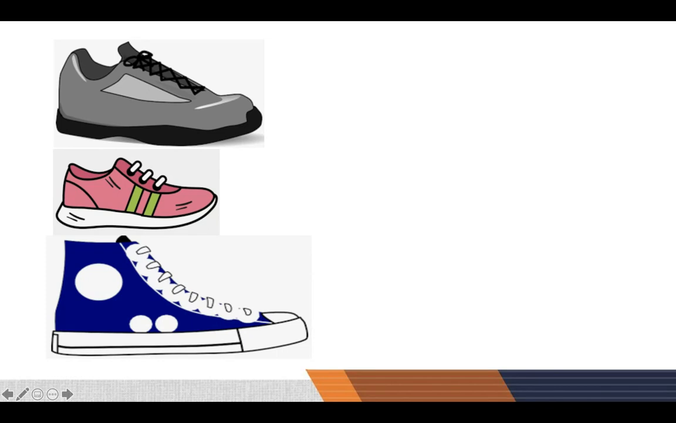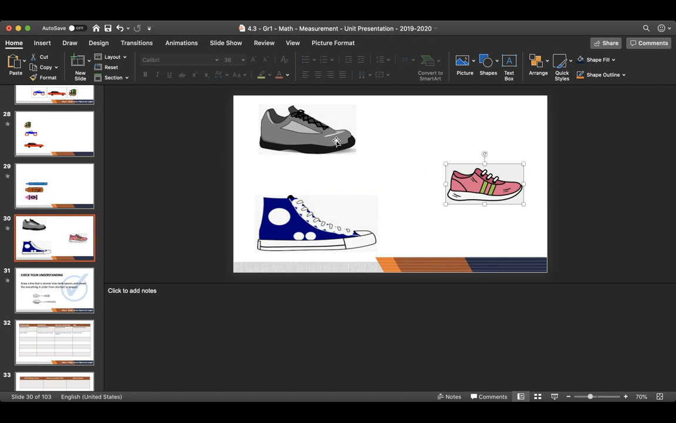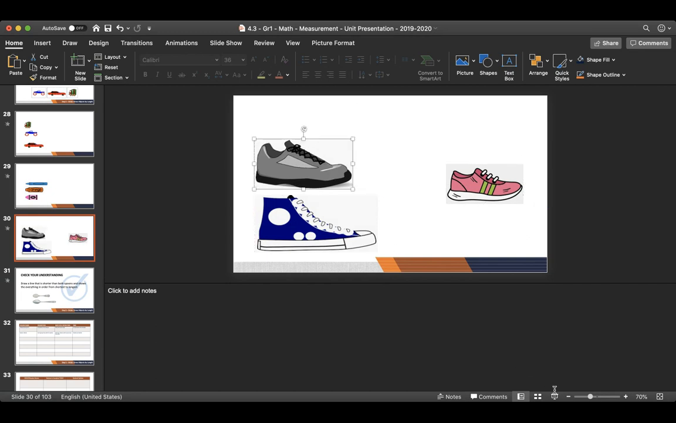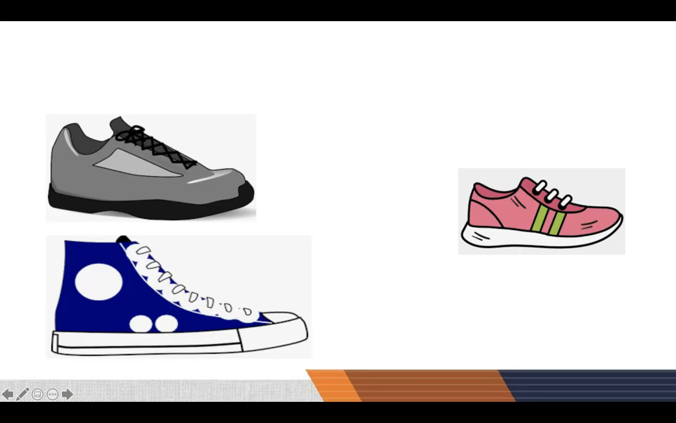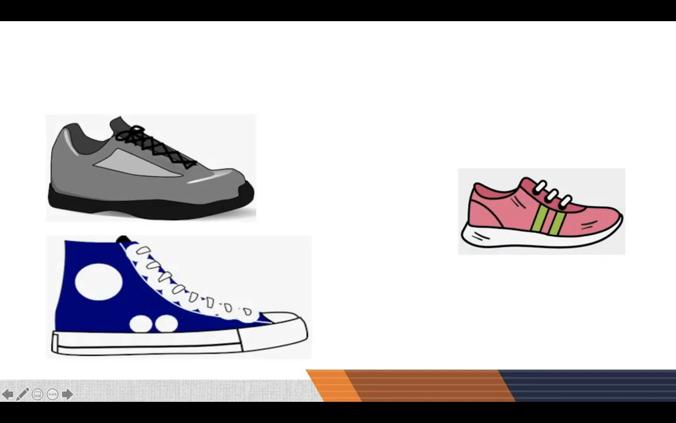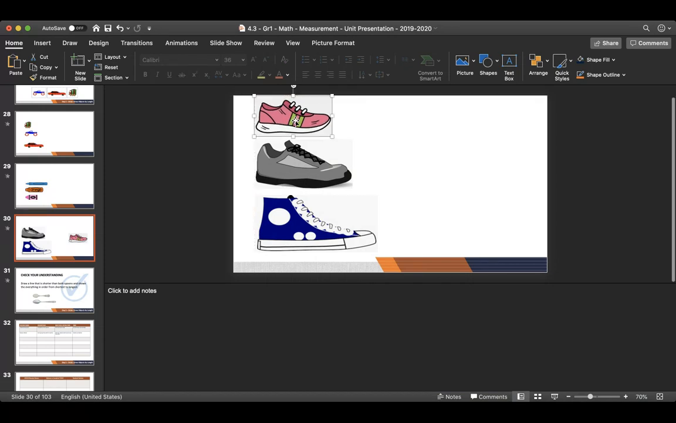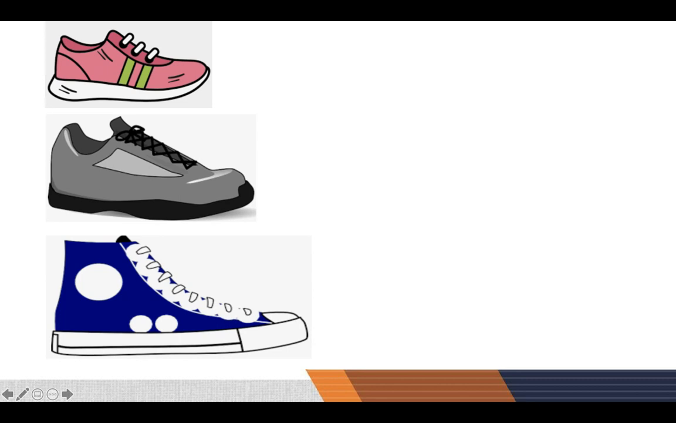So then we can separate that and compare gray to blue. Now looking at gray to blue, again we have them lined up. We see that the gray shoe is shorter than the blue shoe because the blue shoe's toe extends longer than the gray shoe. So if we're lining them up, shortest to longest, it's going to look like this. The pink shoe is the shortest, gray shoe is in the middle, and the blue shoe is the longest.